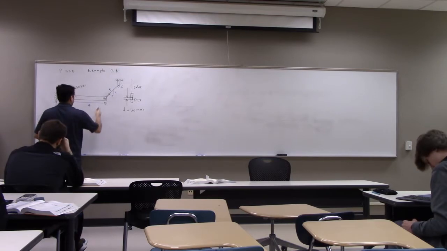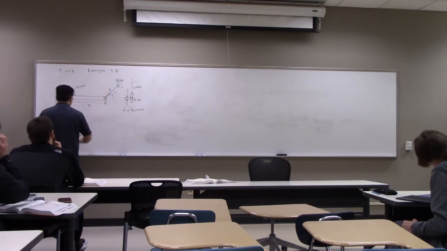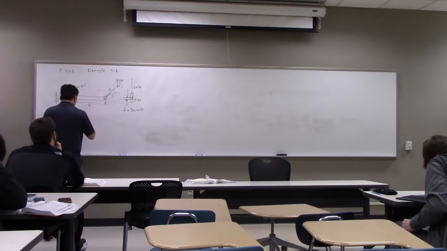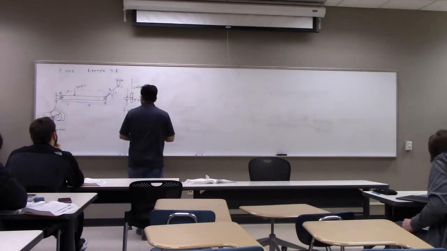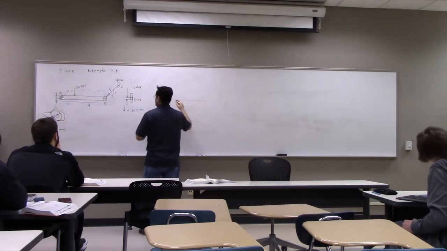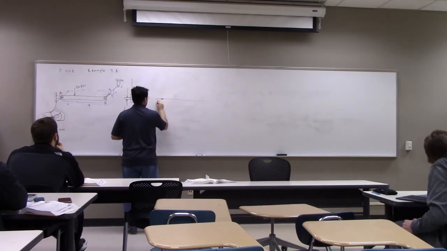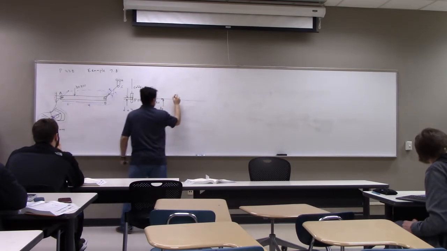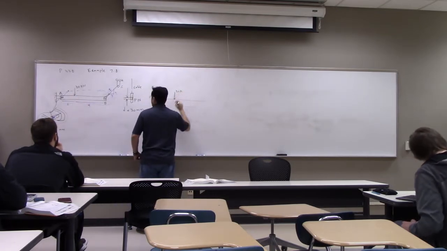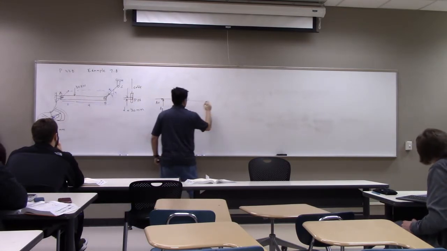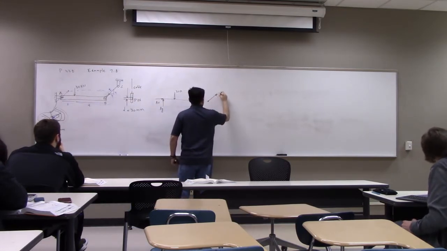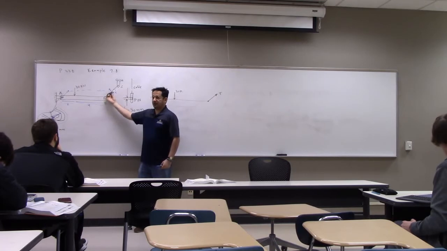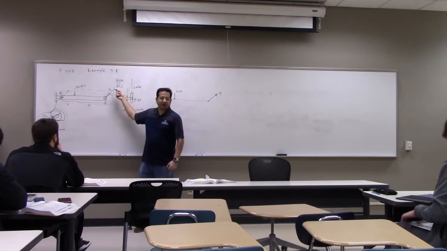So I take this entire thing as my system, and then I draw the free body diagram. You have Ax, Ay, no moment at pin A, then you have tension in the cable at B. I know that the tension in the cable is perfectly along the cable. You cannot have shear in the cable.